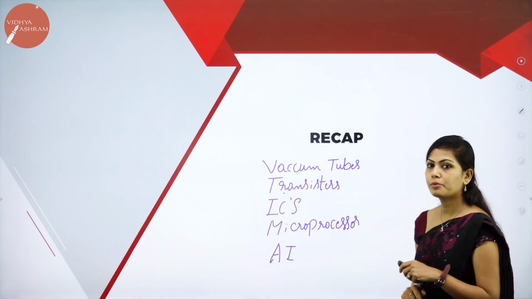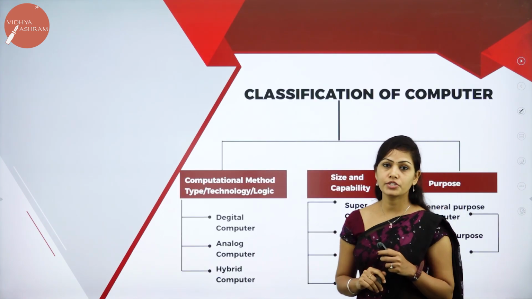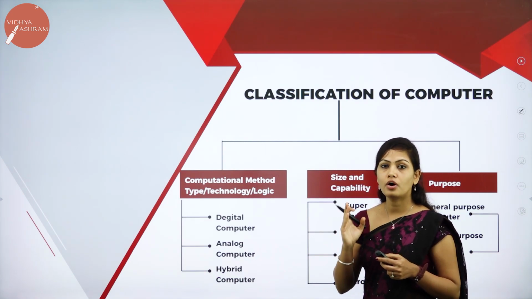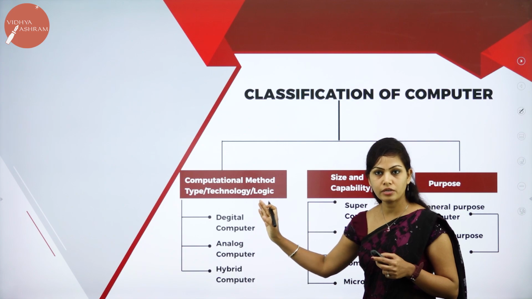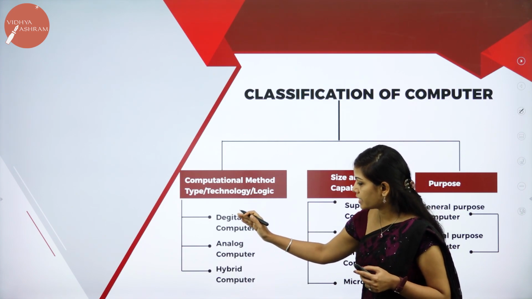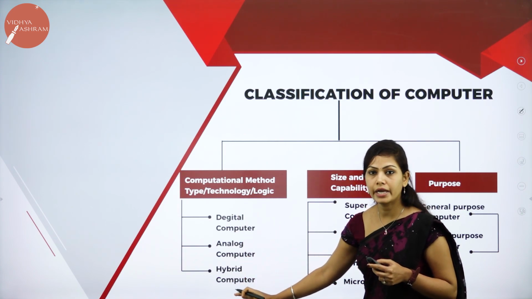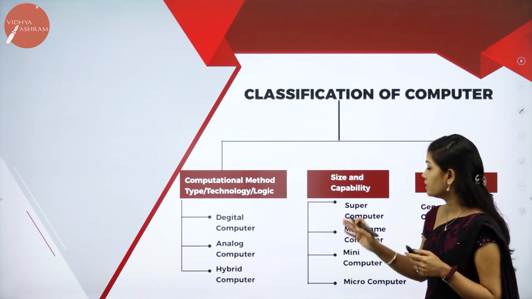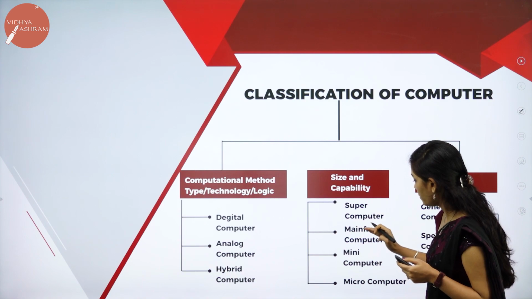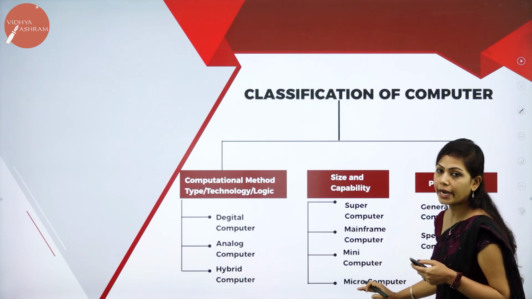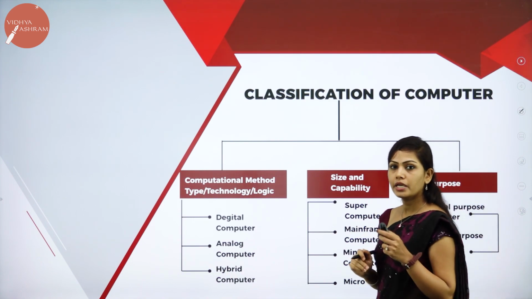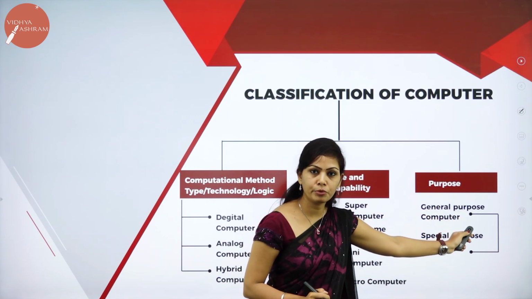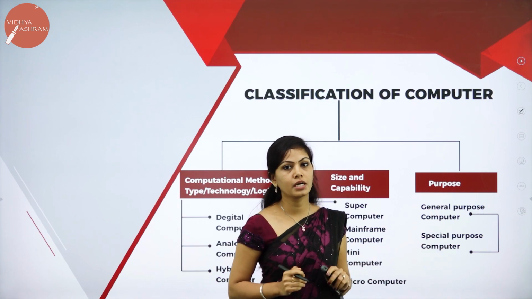And today I am going to discuss the classification of computers. Computers can be classified based on performance and organization. They introduced the digital computer, analog computer and hybrid computer. And based on size and capability, they introduced the supercomputer, mainframe computer, minicomputer and microcomputer. And in computers, we have 2 categories, that is general purpose computers and specific purpose computers.